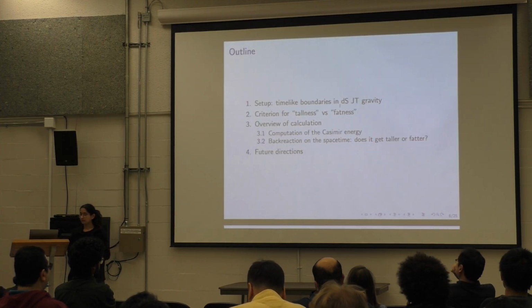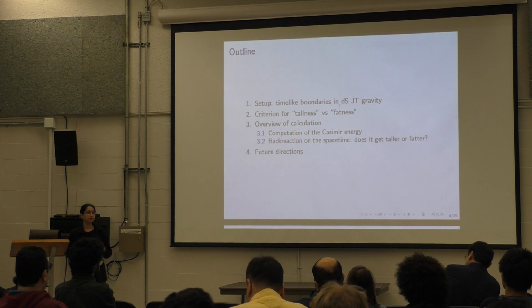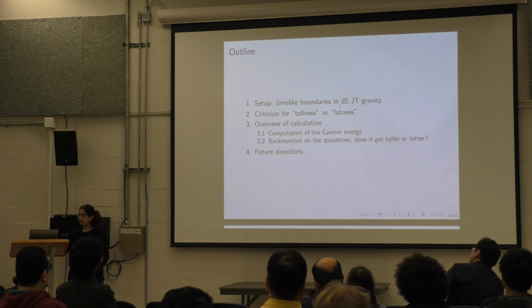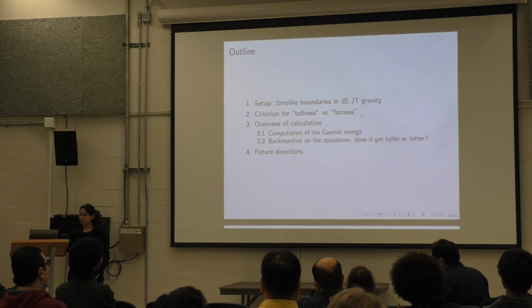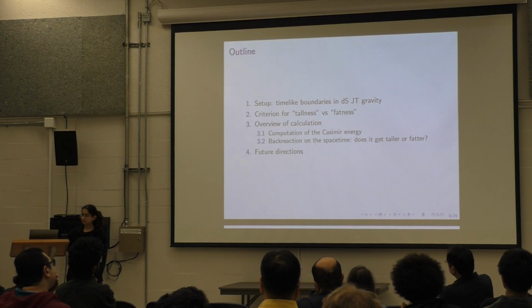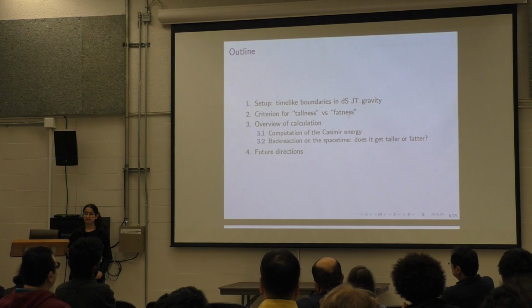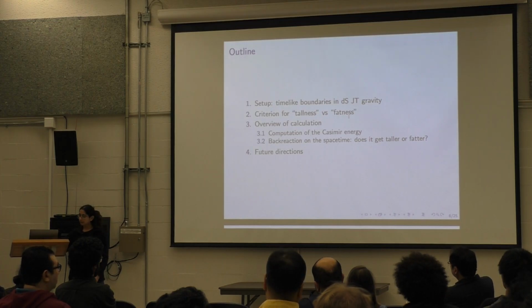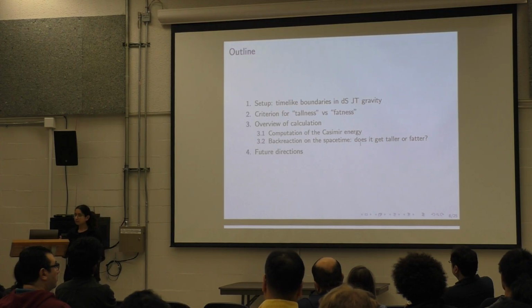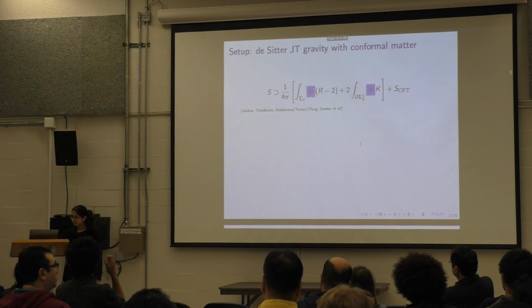Okay, so here's just an outline at the start of how we might attack this question. First I'll just introduce the setup, which is time-like boundaries in de Sitter-JT gravity. And then I will explain what exactly I mean by the space-time getting taller or fatter. And then we'll move on to the fun part, which is actually computing this Casimir energy and finding its back reaction on the space-time and seeing if it gets taller or fatter. And then I will end with some future directions.